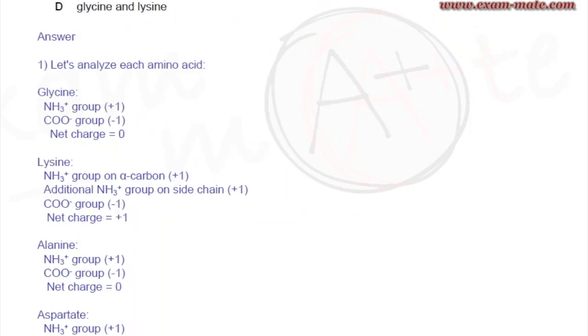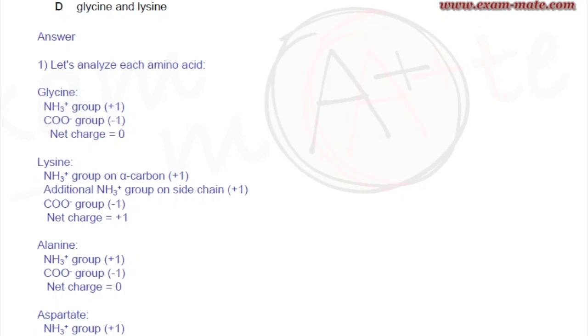Let's analyze each amino acid. Glycine. NH3 plus group, +1. COO group, -1. Net charge equals 0. Lysine. NH3 plus group on alpha carbon, +1. Additional NH3 plus group on side chain, +1. COO group, -1. Net charge equals +1.